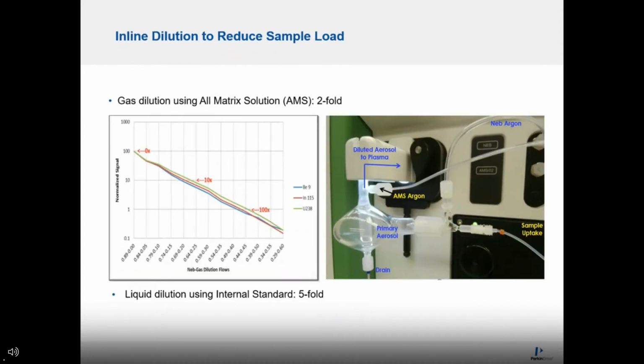We apply a two-fold gas dilution by the all matrix solution and a five-fold liquid dilution through the internal standards. The AMS argon gas is introduced to the neck of the spray chamber where it meets with the primary aerosol, thus reducing the amount of analytes into the plasma, which practically dilutes the samples. The liquid dilution is achieved by using a larger ID pump tubing for the internal standard solution introduction, and a smaller ID for the samples to effect a 1:5 dilution on the samples.